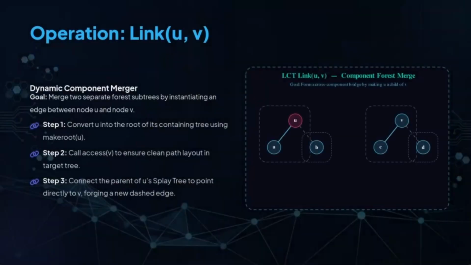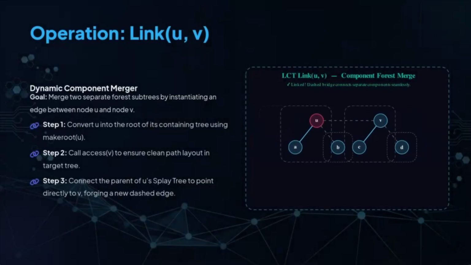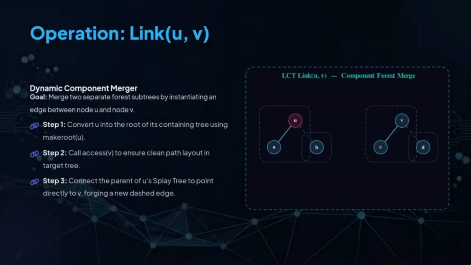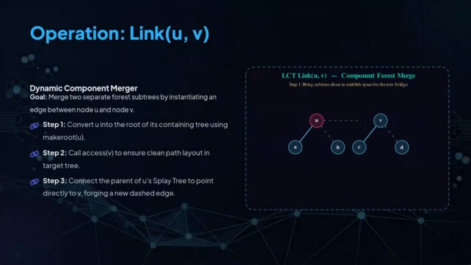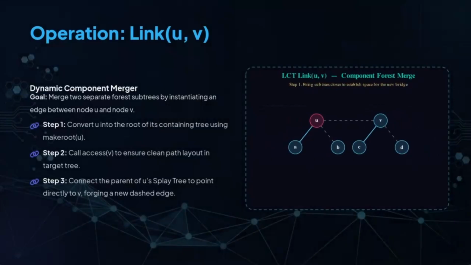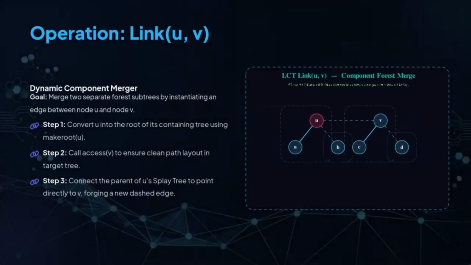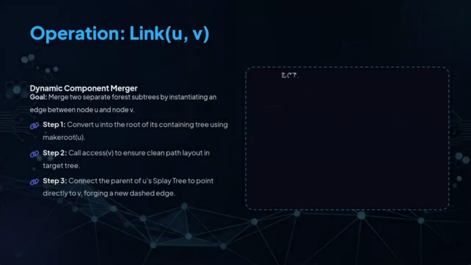Now we can merge components using link of u, v. The goal of this dynamic component merger is to merge two separate forest subtrees by instantiating an edge between node u and node v. Step 1. Convert u into the root of its containing tree using make root of u. Step 2. Call access of v to ensure a clean path layout in the target tree. Step 3. Connect the parent of u's splay tree to point directly to v, forging a new dashed edge. You can see the components snapping together in the background video.